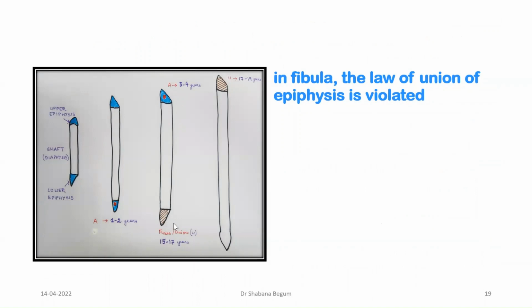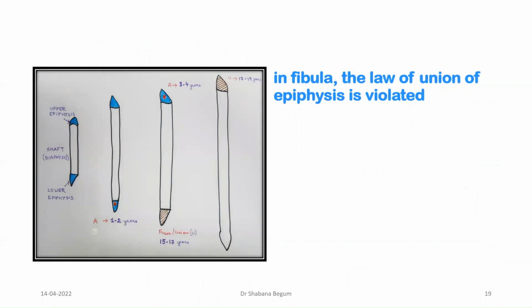At the lower end again, we can see that the union of the epiphysis with the diaphysis is occurring at 15 to 17 years. And at the upper end, the union of the epiphysis with diaphysis occurs at 17 to 19 years. Thus, we can see the epiphyseal center at the lower end is appearing first and uniting first. And at the upper end, it is appearing late and also uniting late. So we can see that the law of union of epiphysis is violated.